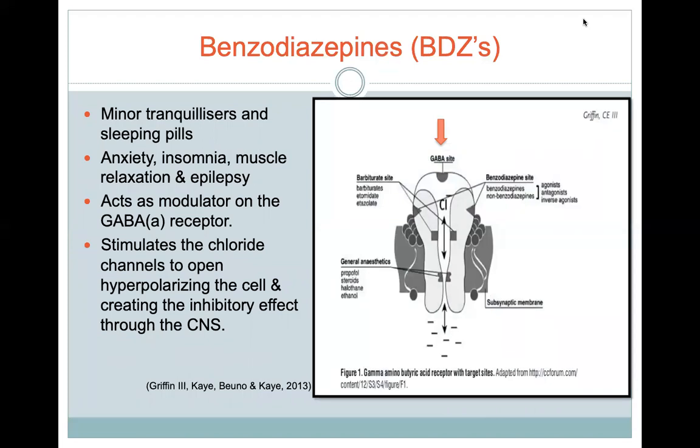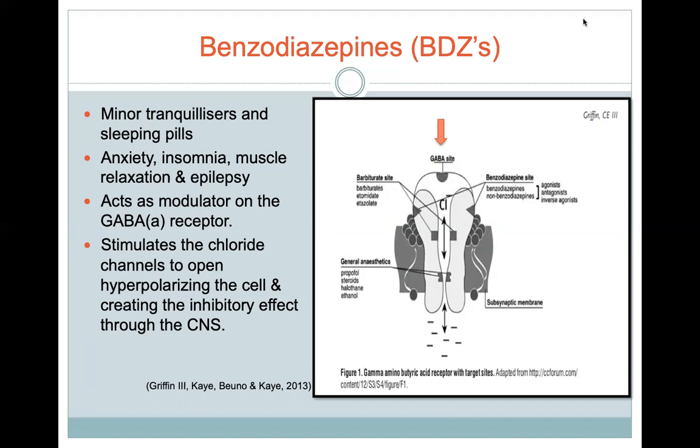Benzodiazepines are a class of drug commonly known as minor tranquilizers and sleeping pills. They are typically prescribed for anxiety, insomnia, muscle relaxation, and epilepsy. Benzodiazepines reduce the excitability of neurons through their strong affiliation with GABA. Benzodiazepines have a high affinity with GABA and act as a modulator on the GABA A receptor.